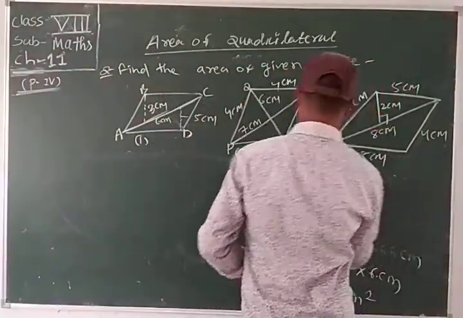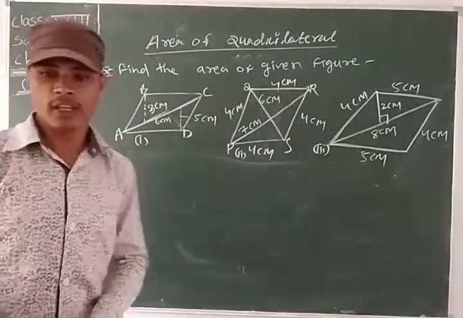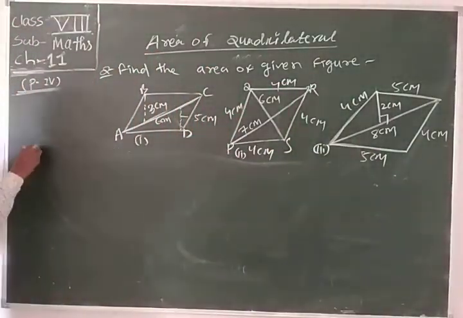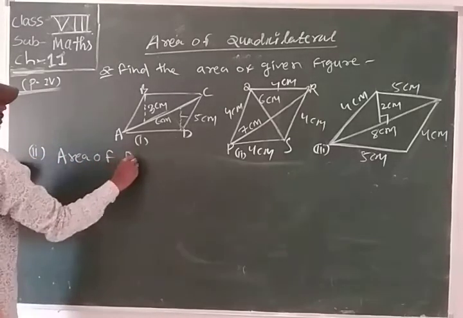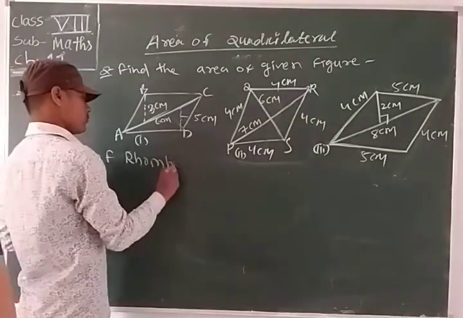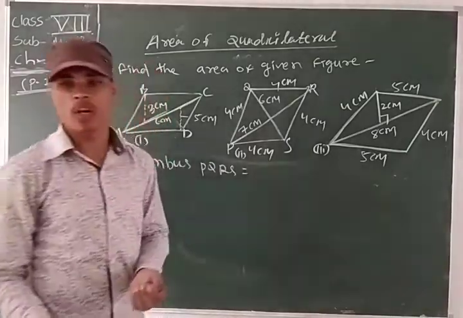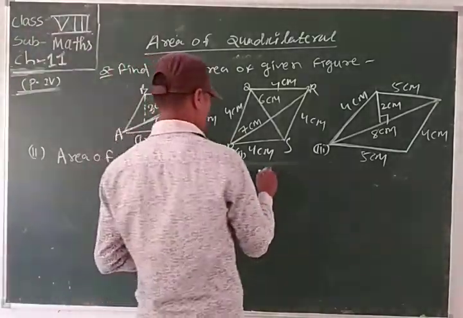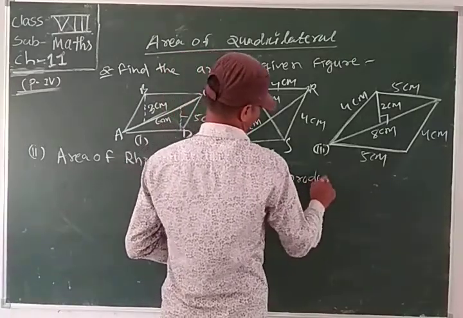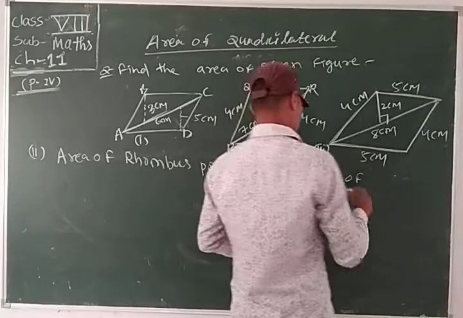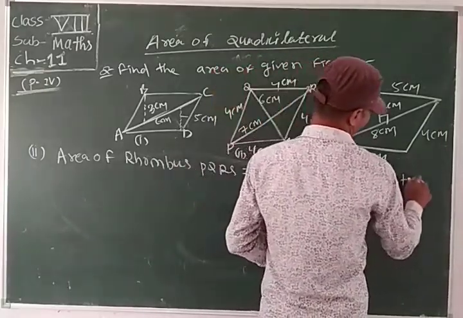Rhombus PQRS. Clear about it? Now the second question: area of rhombus PQRS. We know the formula of the area of a rhombus. Area of a rhombus equals 1 by 2 into the product of its two diagonals.